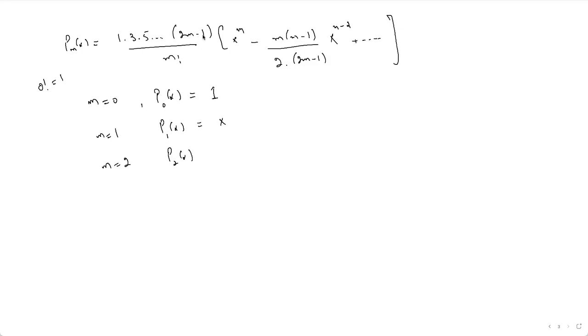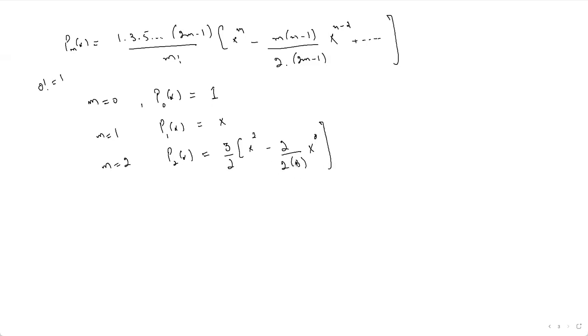Now P2 of x will be: 2 twos are 4, 4 minus 1 is 3, so 3 by 2. So you can say that this is 3 by 2 into x square minus, let us work this out, this is 2 into 2 minus 1, that is 2, divided by 2 into 3, right? 2 into 3, where 2 twos are 4 minus 1, that is 3, 2 into 3 into x raised to the power 0, 2 minus 2, that is x raised to the power 0.